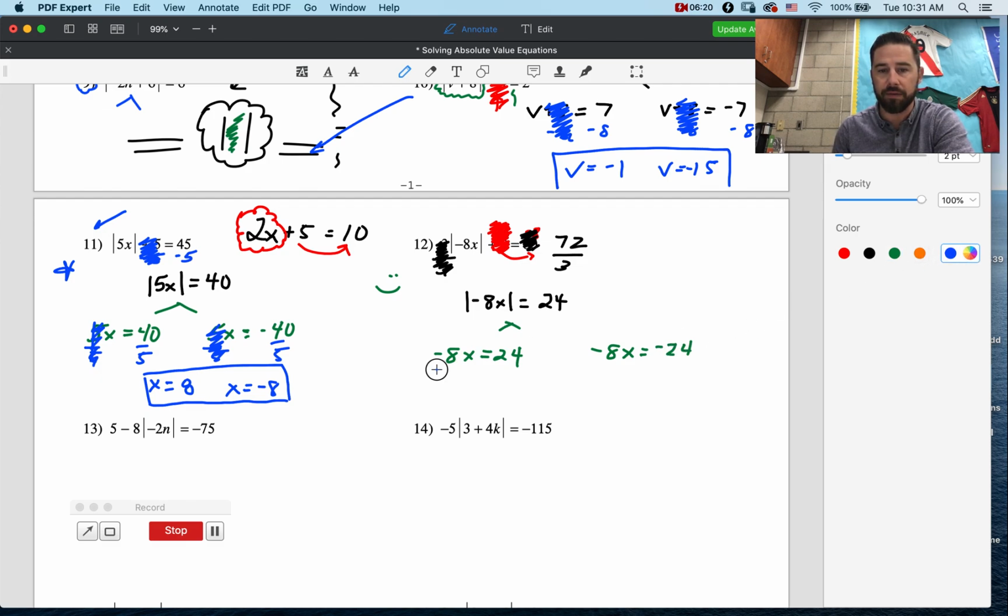Divide both sides by negative 8. Gone. Divide both sides by negative 8. Gone. And it looks like we have x equals negative 3, and we have x equals 3. Boom.